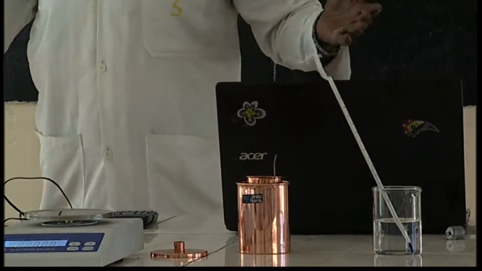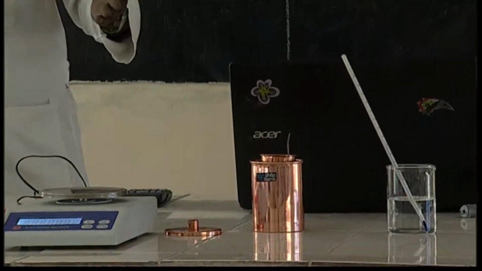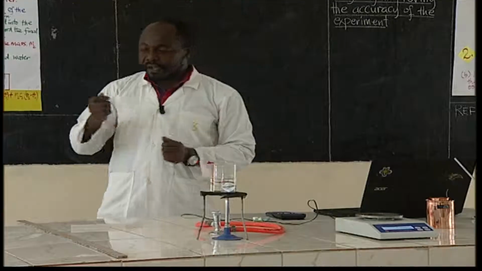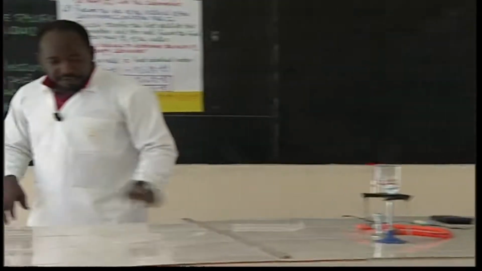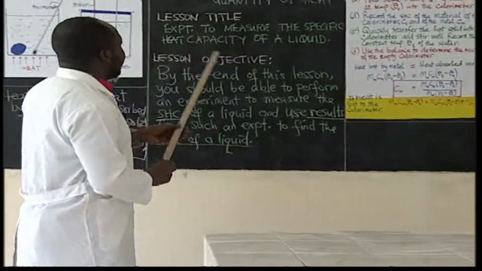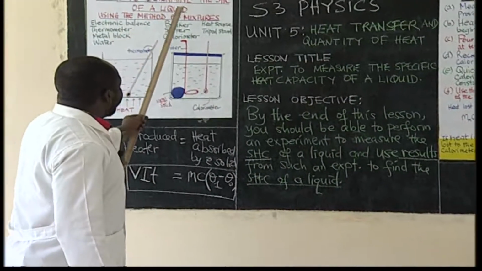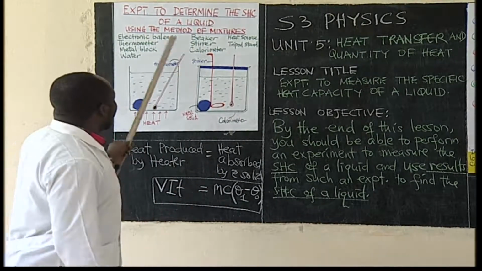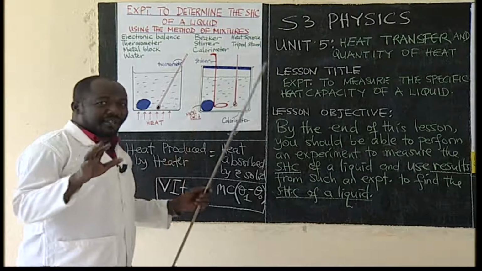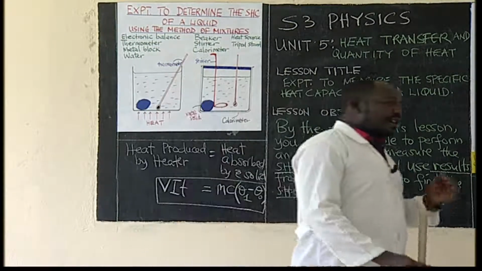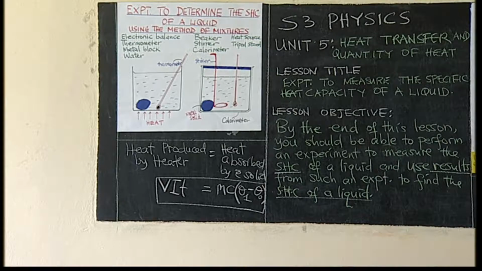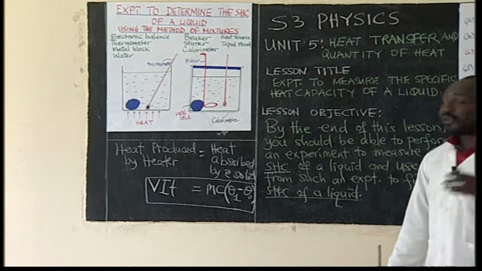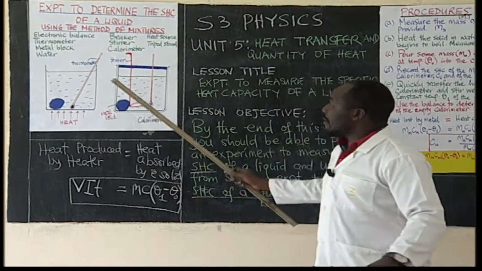Is there anything that you feel is strange here? I guess no. This is a calculator. My laptop, there's nothing else new. Okay, let's go ahead. Now, experiment to determine the specific heat capacity of a liquid using the method of what? Mixtures. So we are going to determine the specific capacity of a liquid using the method of mixtures. That's the main thing we are doing today. And so let's look at the diagram.